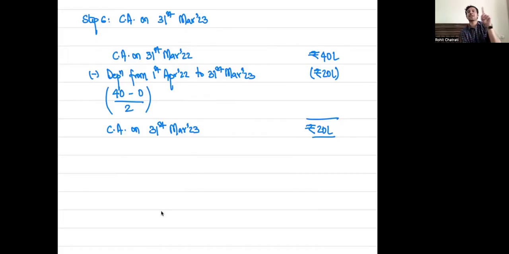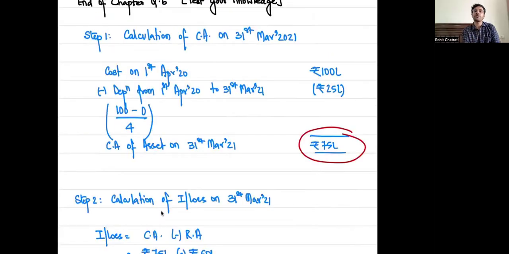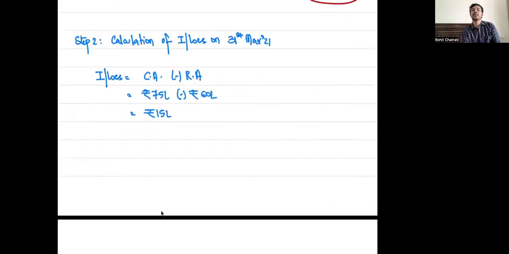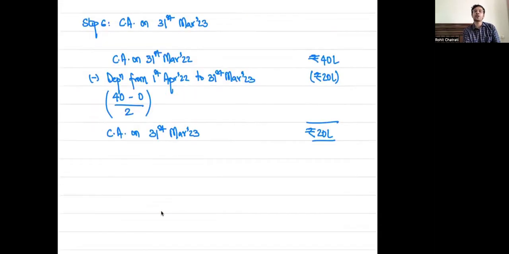All right, because you recognized an impairment loss in year one. In year one, the carrying amount was 75 lakhs, and you recognized an impairment loss of 15 lakhs because at that point the recoverable amount was equal to 60 lakh rupees. Now what has happened is the carrying amount has gone down to 20 lakhs and the recoverable amount is actually at 28 lakhs, and therefore there is a reversal of impairment loss to the tune of 8 lakh rupees.